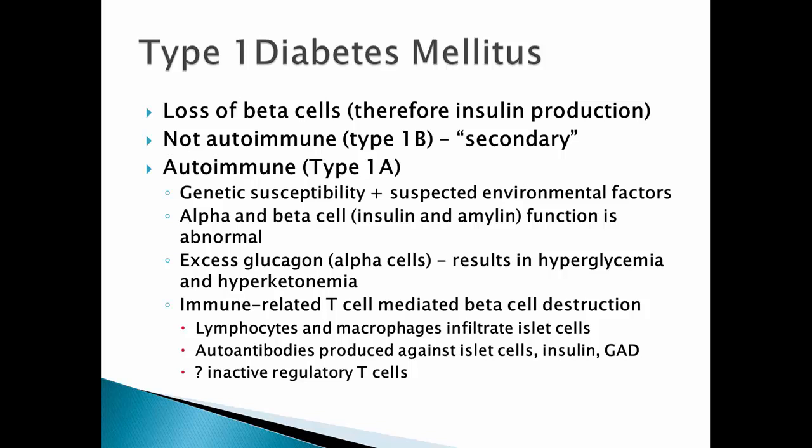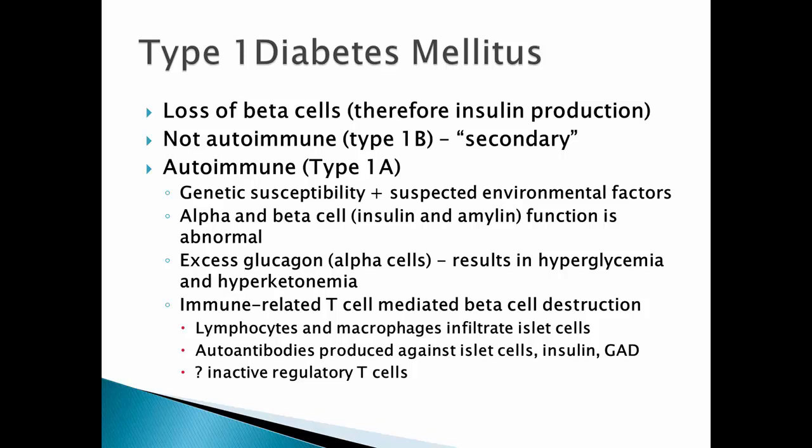With the autoimmune form of type 1 diabetes, type 1A, we have pretty good information that there is a genetic susceptibility, probably on one of the HLA genes, as well as suspected environmental factors. What we see is that in this autoimmune type 1 diabetes, the more common type, we have dysfunction of both the alpha as well as the beta cells. So what happens then is we have excess glucagon being produced by the alpha cells, resulting in hyperglycemia and elevated ketone levels, hyperketonemia.